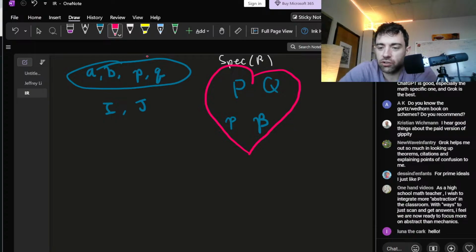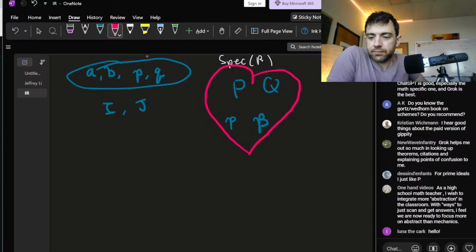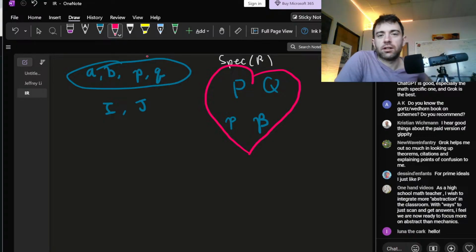As a high school math teacher, you wish to integrate more abstraction into the classroom with ways to just scan and get answers. You feel you're now ready to focus on more abstract than mechanics. Mechanics? So is this like a physics class, if you're talking about mechanics? With ways to just scan and get answers. I'm not so sure I understand what you mean, but I'm intrigued.